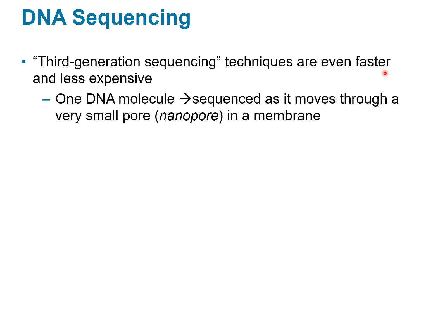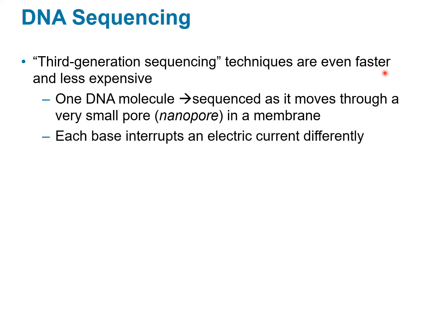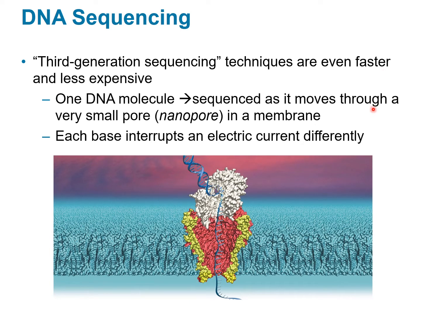So in this case, we could have one DNA molecule that can be sequenced as it moves through a small pore. This is called nanopore DNA sequencing, and this pore is present in a particular membrane. Each base interrupts an electric current differently. The difference in the electric current is measured, and that tells you what base is going to be incorporated. Here we can see the membrane, a set of proteins, and the DNA sequence going through.